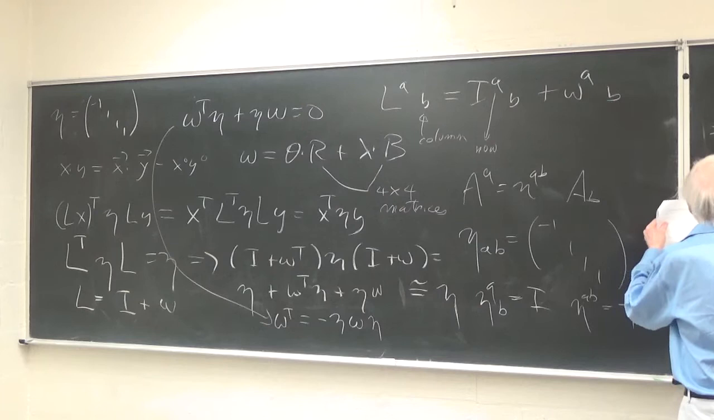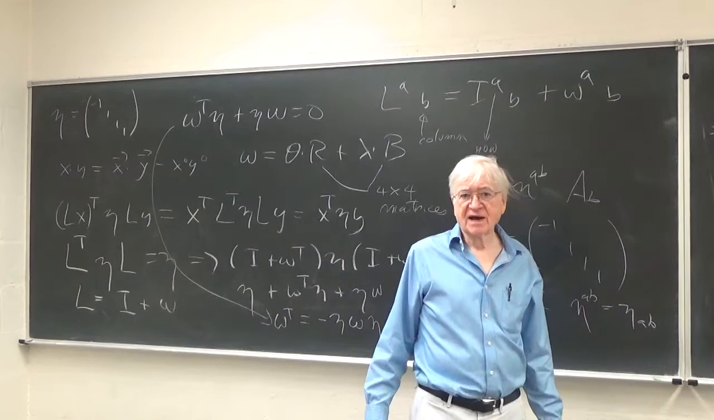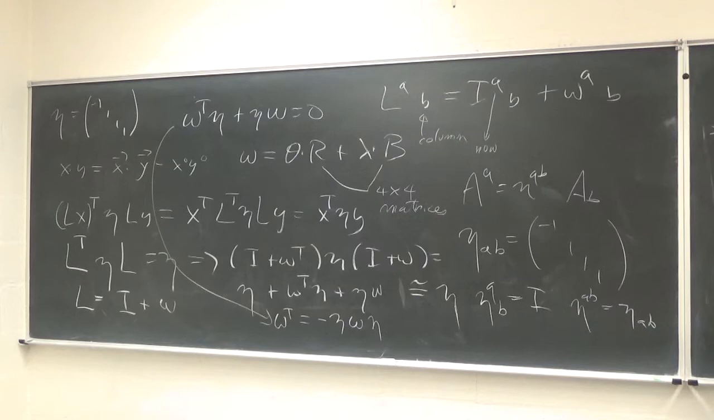That's because eta lowers the index c. I'm using, of course, the summation convention. abc go from 0 to 3. So in this section, I've adopted my Fortran-like notation where letters ijkl and so forth are spatial, and other Latin indices go from 0 to 3. So this is omega bd eta da. And this is minus omega ba. So that's that rule.